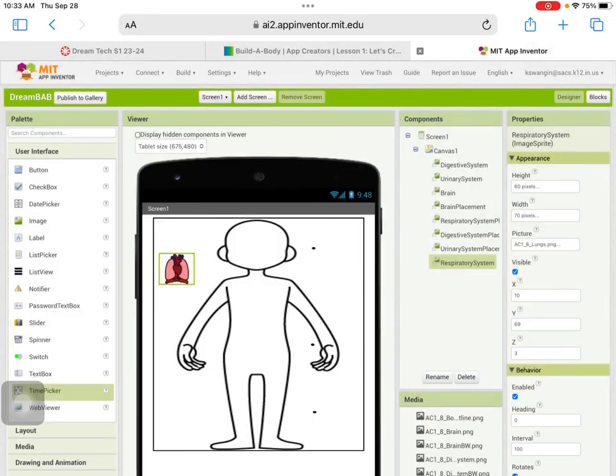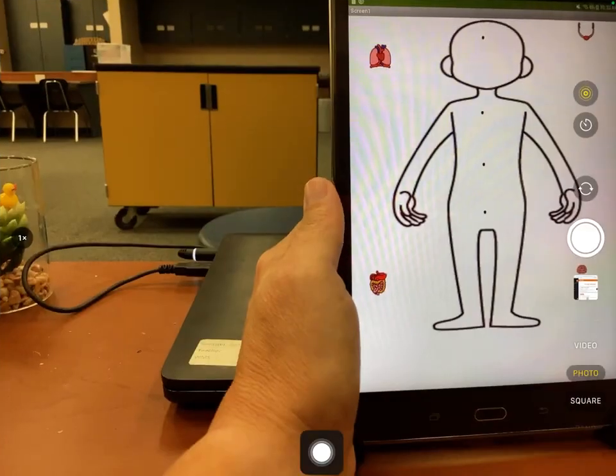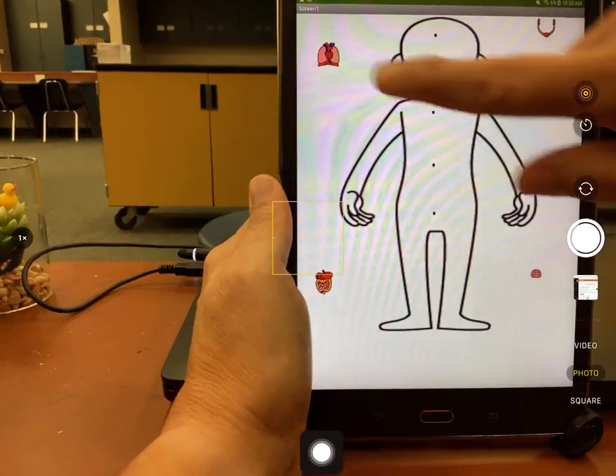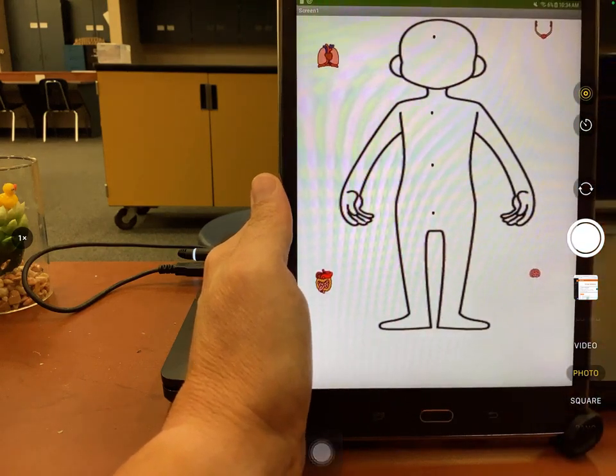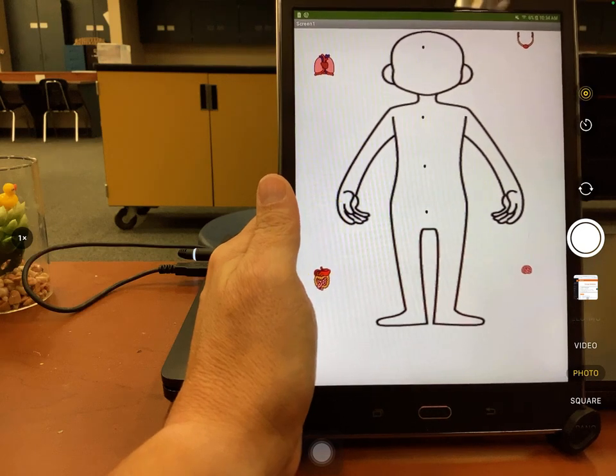All right, so now I've got my pieces where I want them. You can't see any of my organs on my iPad except for my respiratory. And I've got my brain, my respiratory, and my digestive dots, but you can't see my urinary, but that's okay because if we look over at my tablet screen, I've got all 4 organs and I've got all 4 dots. This is the screen we need to go off of.